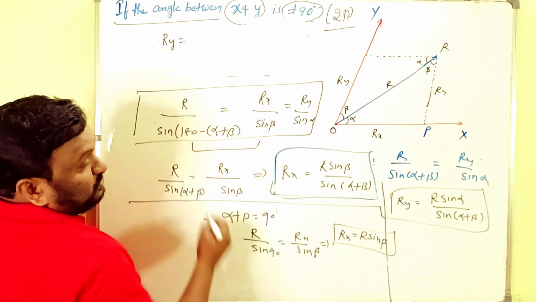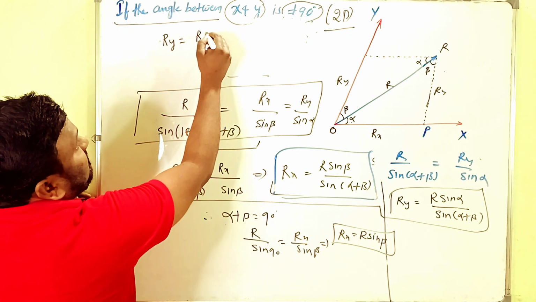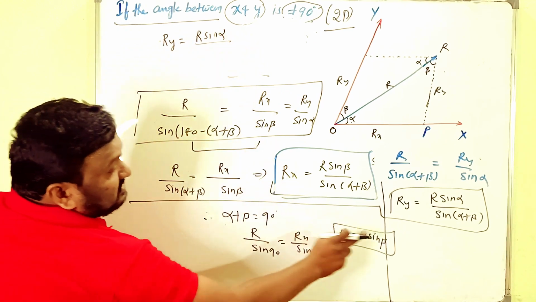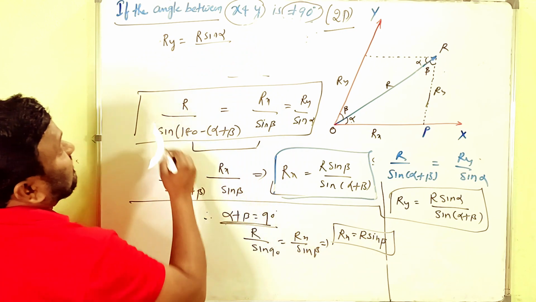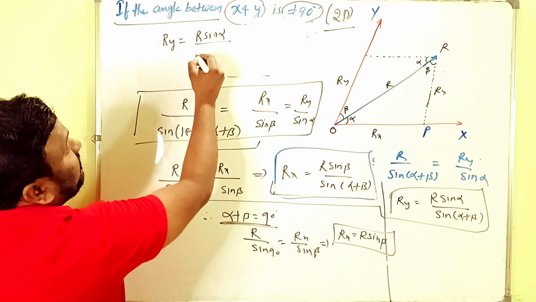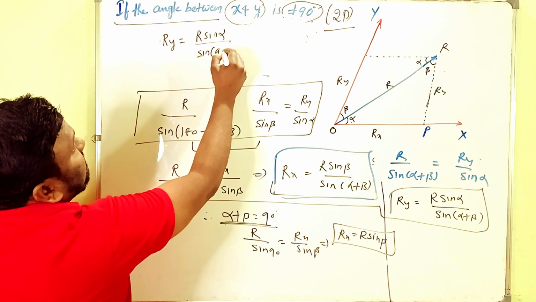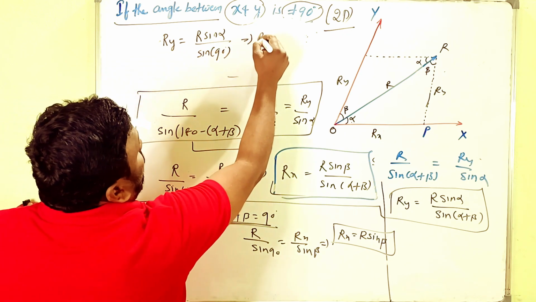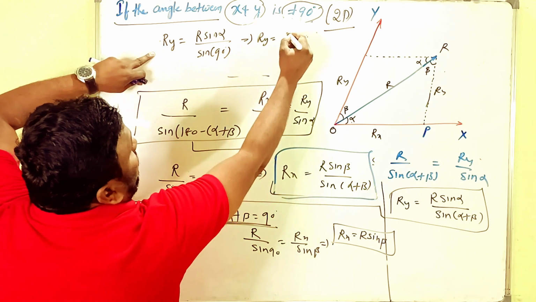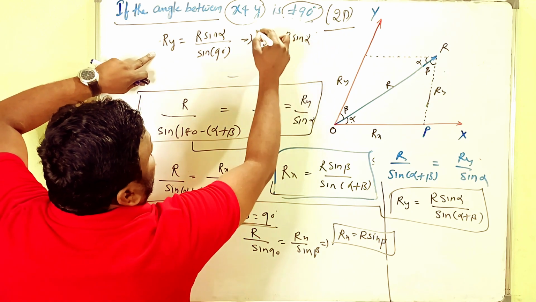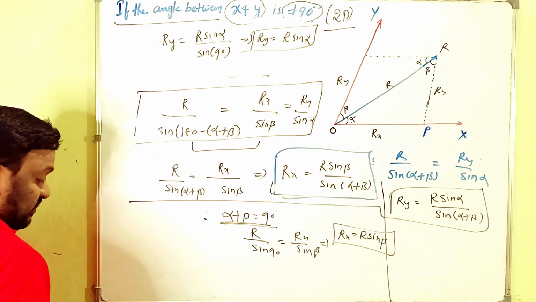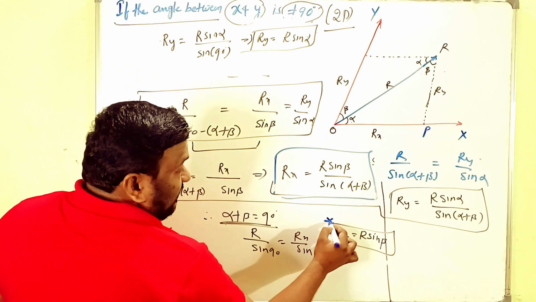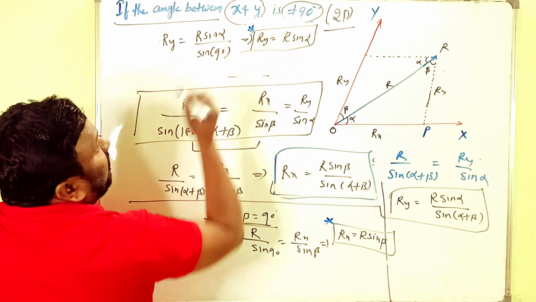Ry is equal to R sin alpha by sin of alpha plus beta. Here alpha plus beta is 90 degrees, so we get sin 90 degrees, and that means Ry is equal to R sin alpha. So dear students, this is the Rx and this is the Ry.